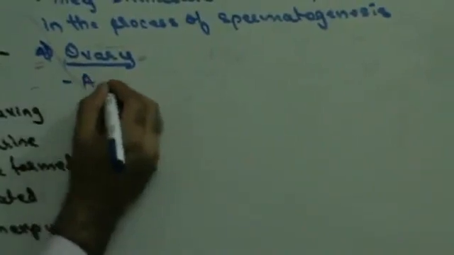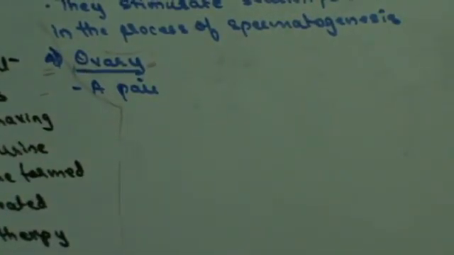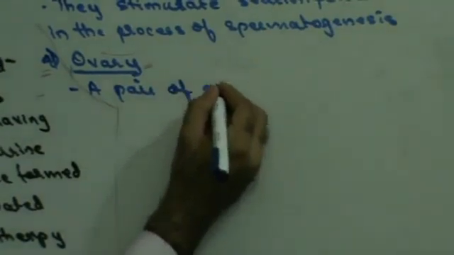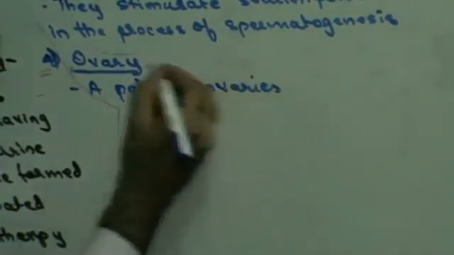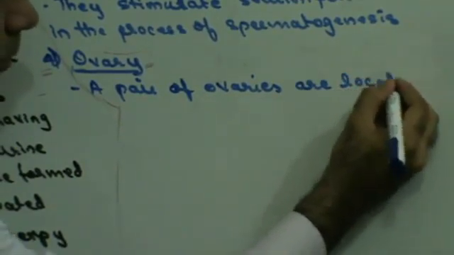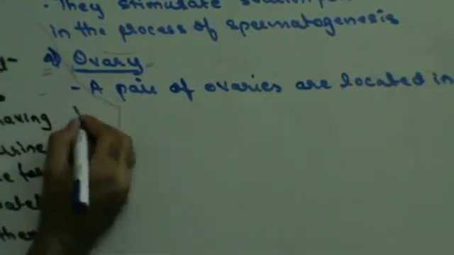Now, ovaries are located in the abdomen. A pair of ovaries, like how the male reproductive organ is located outside the abdomen, the female reproductive organ is located inside the abdomen. A pair of ovaries are located in the abdomen.